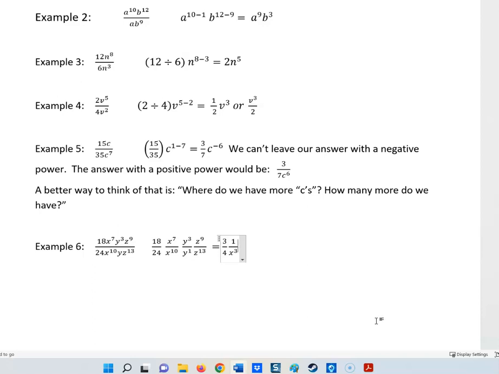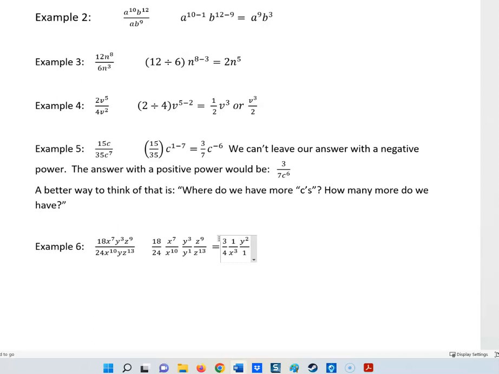Then I'm going to ask myself, where do I have more y's? Now over here, y was just y, but I know that's y to the first. So in this case, I can see I have more y's on the top by 2, so I'm going to have y squared, or y squared over 1. You can write that either way, but the 1 isn't as important when it's in the denominator, but this is going to help us see where everything is.